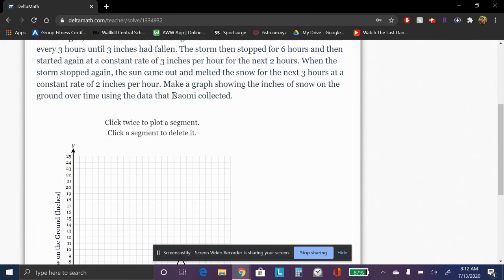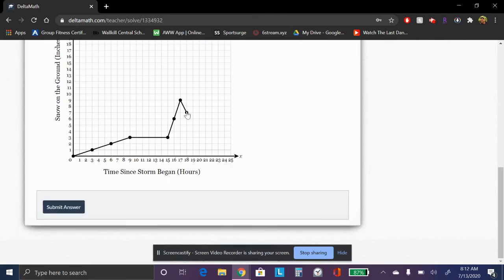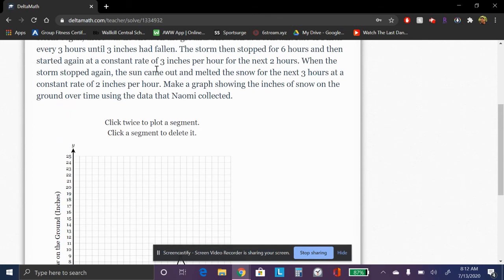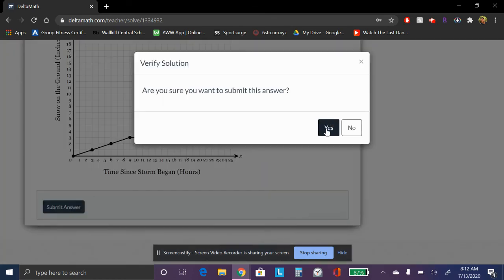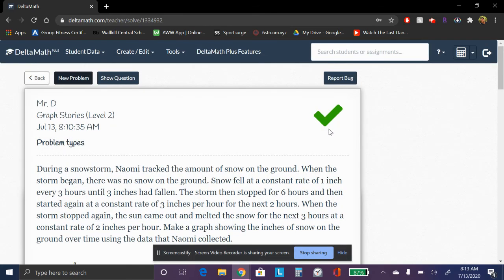How long are we doing this for? When the storm stopped again, the sun came out and melted the snow for the next 3 hours. So that's 1 hour, 2 hours, 3 hours. Okay, so for the next 3 hours, it melted at a rate of 2 inches per hour. So it went down 2 inches per hour, 2 inches per hour, 2 inches per hour. And we are done.